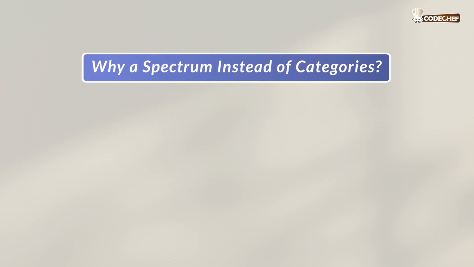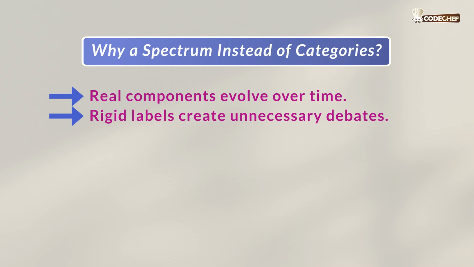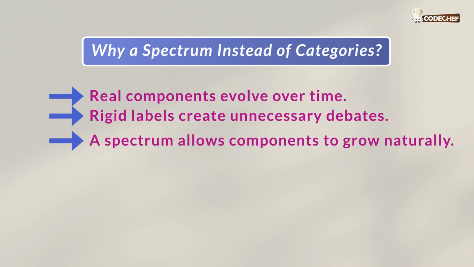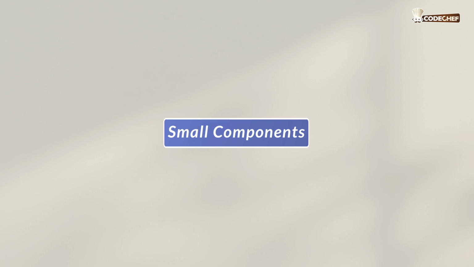In real applications, components evolve. Rigid labels don't adapt well to change. Thinking in terms of a spectrum helps keep design practical. So let us now look at small components, medium components, and large components.